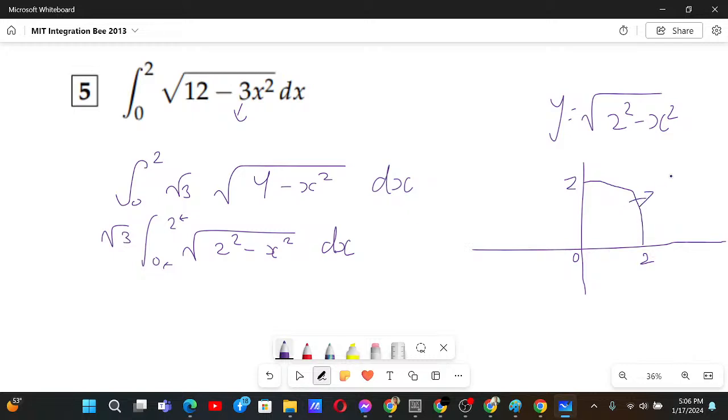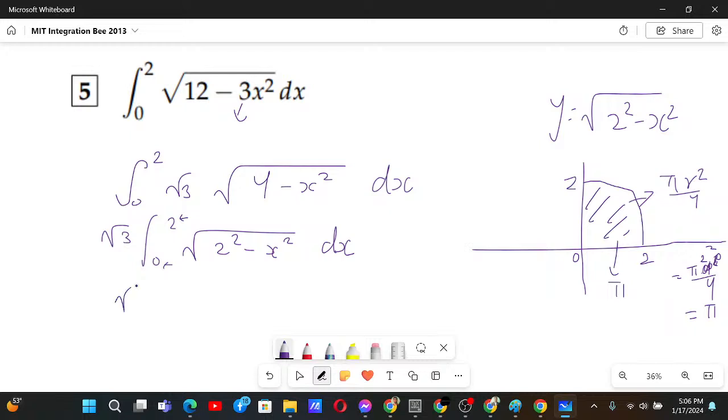Which is why its area will be pi r square by 4. And r is 2 over here, so it's pi times 2 square by 4, and that's pi. So the integral from 0 to 2, this area, is actually equal to pi.